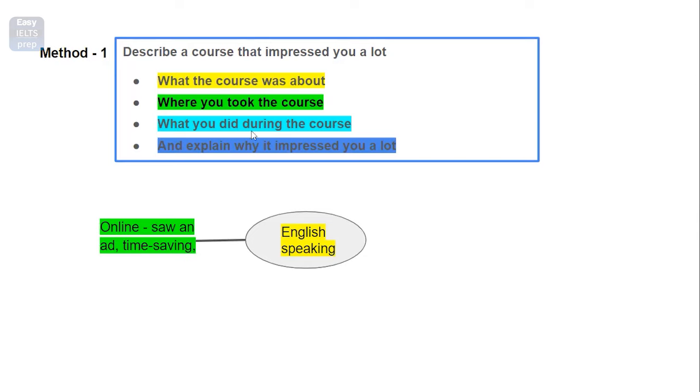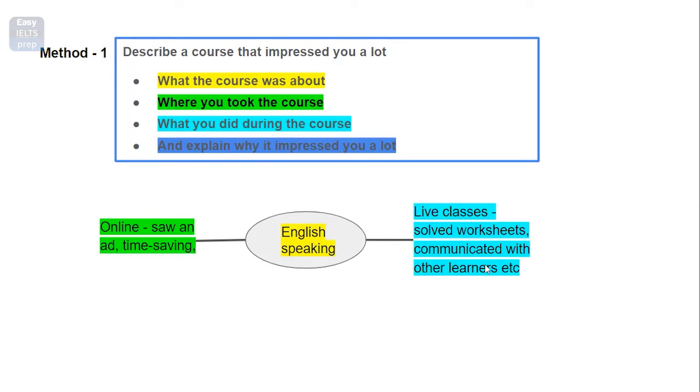The third cue here is: what did you do during the course? So I took live classes, maybe I solved some worksheets, I communicated with the other learners. You will be developing your story around that and it will take you a couple of sentences.